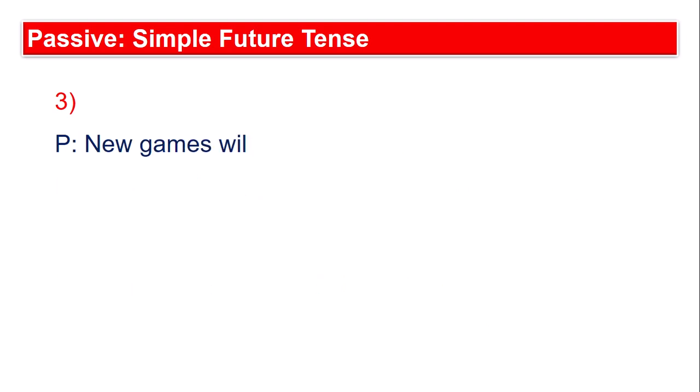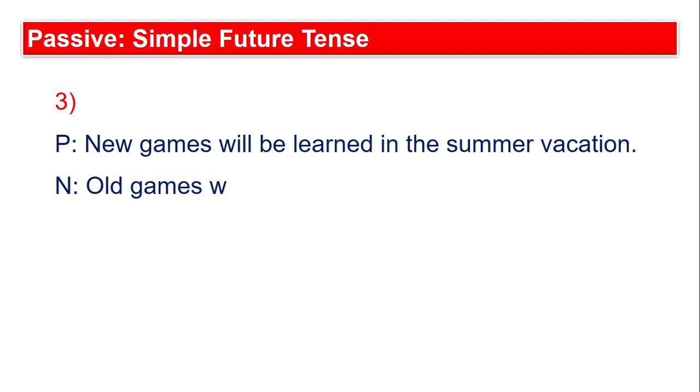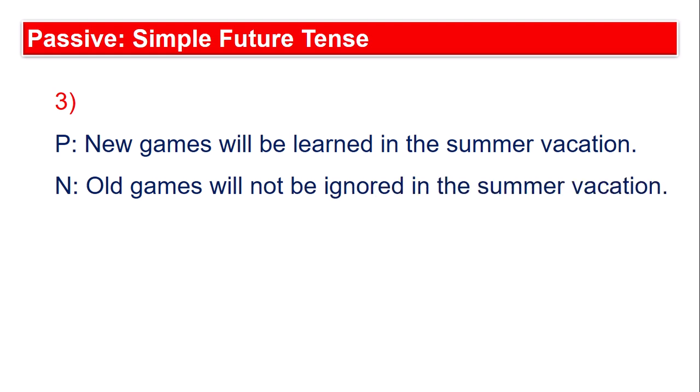Third sentence on your screen: new games will be learned in the summer vacation. So here we are talking about summer vacation, and new games are the object, and that's why the sentence has begun with new games and being learned. New games will be learned in the summer vacation. Old games won't be, will not, abbreviated form is won't be. So old games won't be ignored in the summer vacation.